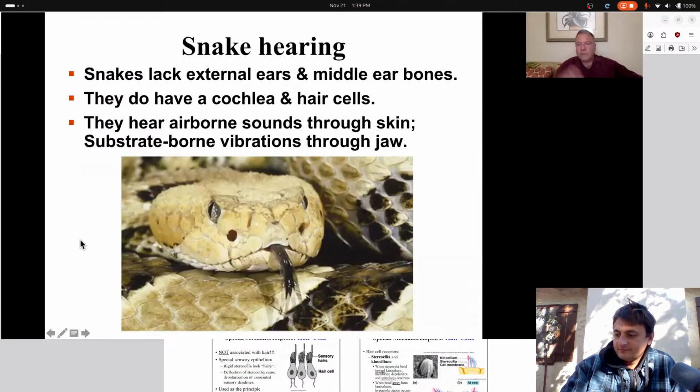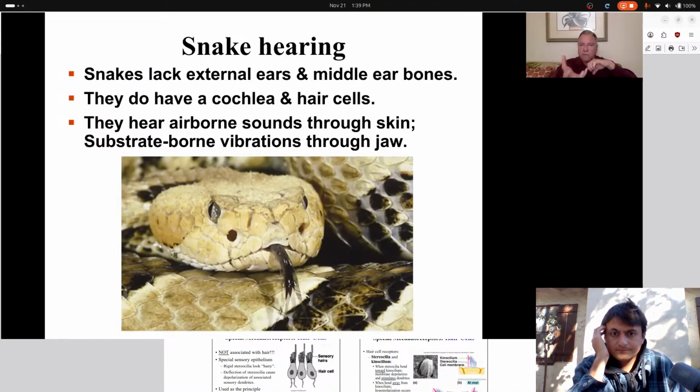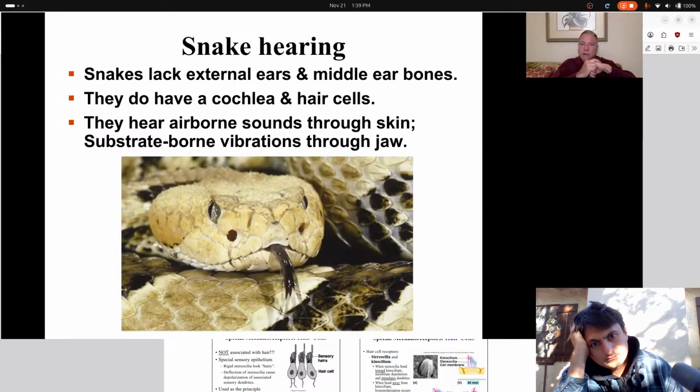Now, snakes don't have external ears. They do have internal ears, however. So they can hear sounds, but they can only hear sounds that are vibrating through their skull. So it's like if you plug your ears and you make sound, you can still hear it, right? Because it's vibrating through your skull, and your skull is vibrating that inner ear. So they do have cochlea, and they do have those hair cells, those organs of Corti, in the cochlea. So they can hear even though they don't have external and middle ear parts.